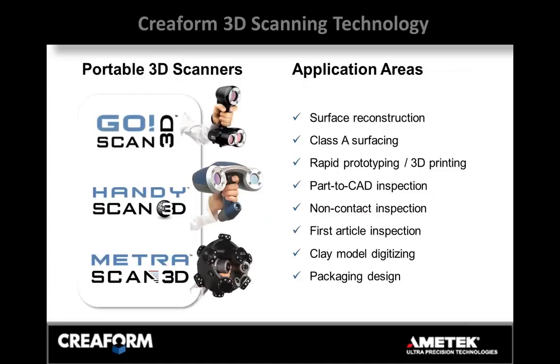So there are some application areas for those scanners. Here we can see surface reconstruction and Class A surfacing and rapid prototyping 3D printing. This is the application we want to have a look at today. Part to CAD, inspection, non-contact inspection, as I told before. If probing is not possible, then these scanners can do the inspection. Or first article inspection, clay model digitizing, or packaging design.